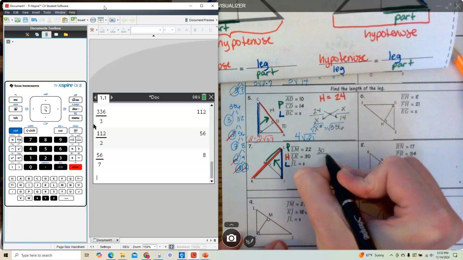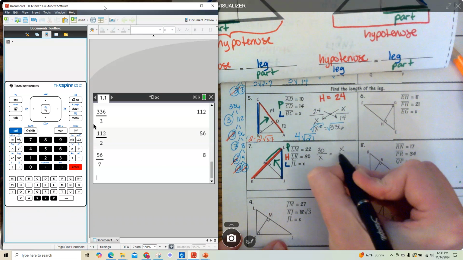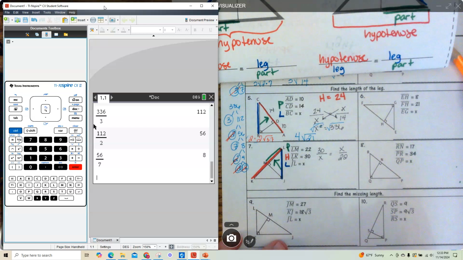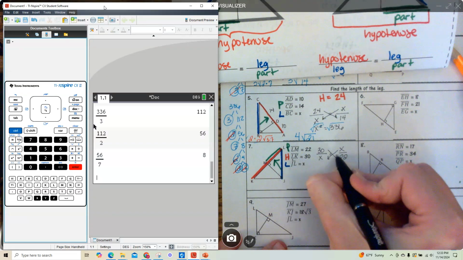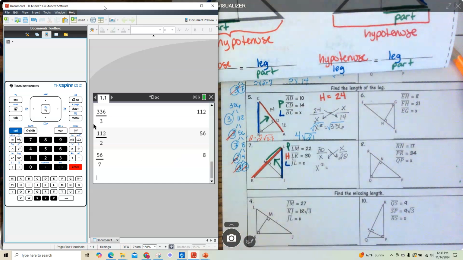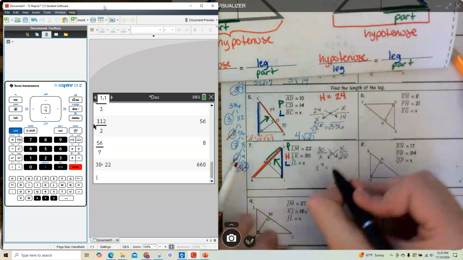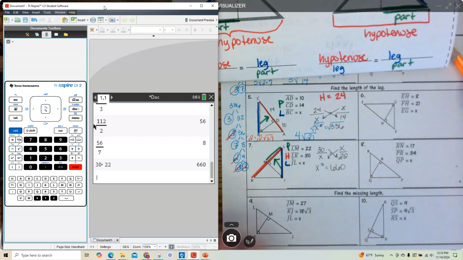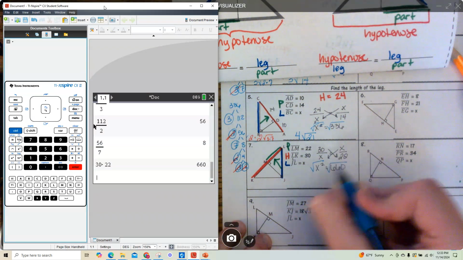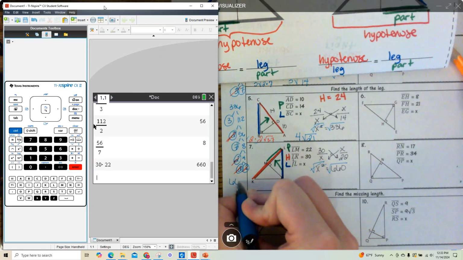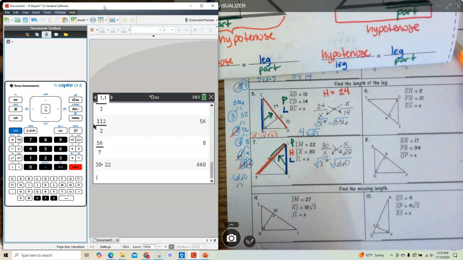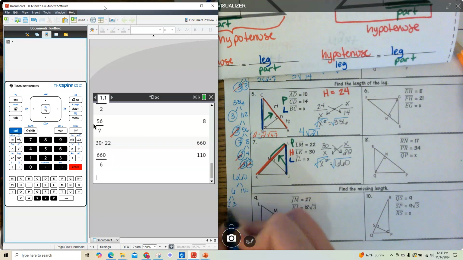So hypotenuse over leg equals leg over part. Cross multiply. 660. Not a pretty square root. So we can break it down. So what can I divide into 660? 6. Okay. 6 and 110. Is 6 a prime number? No. So what can I multiply together to get a 6? 3 and 2. Okay, those are both prime.